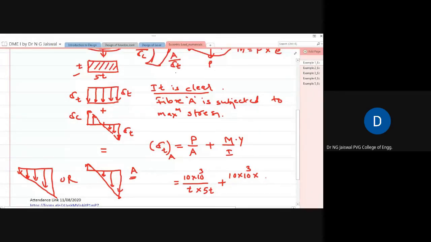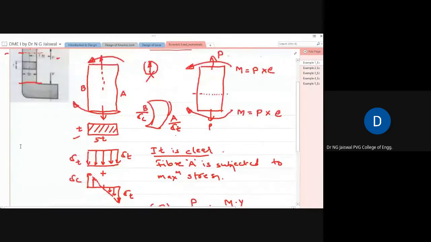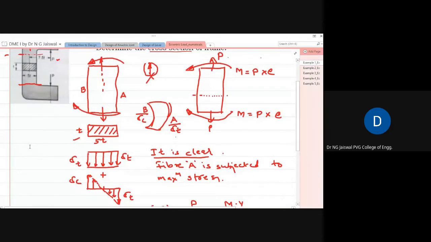Okay, this is equal to 10 into 10 to the power 3. That becomes load into 7.5T. This becomes M divided by I. Now, you have to take some precaution before writing the value of I. What is I? I is the moment of inertia of the section about the axis about which it is bending.